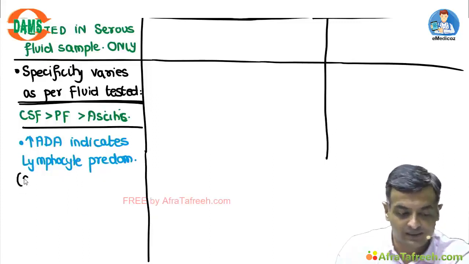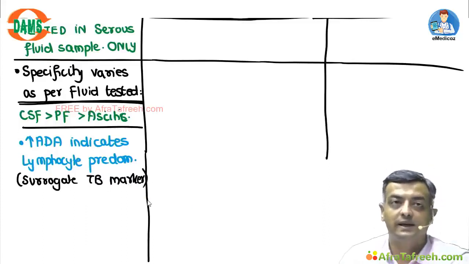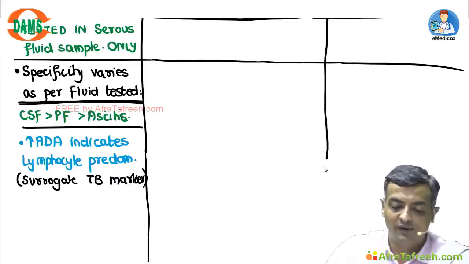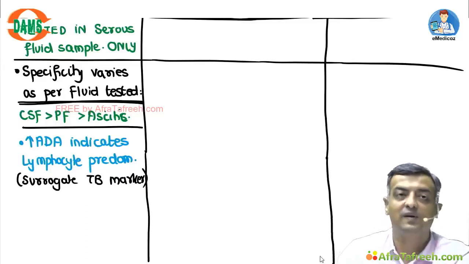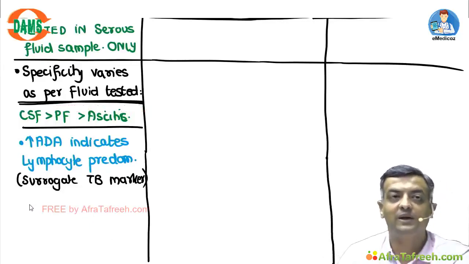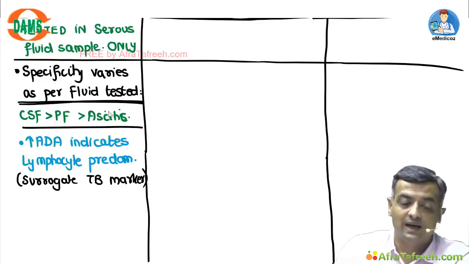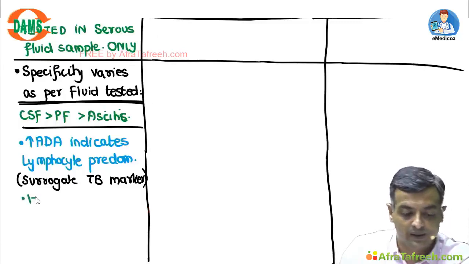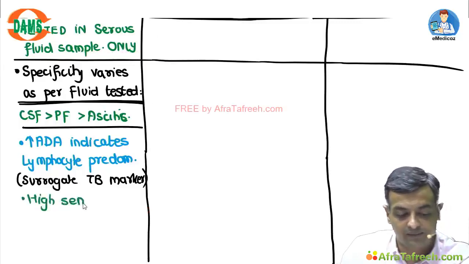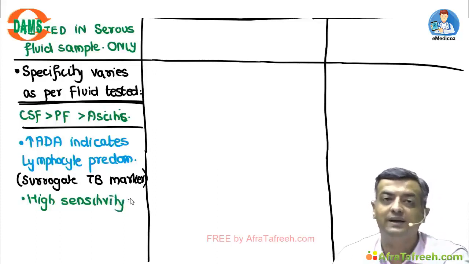That means what? It is a surrogate TB marker. It directly does not tell you that it is tuberculosis. ADA, lymphocyte predominance, is a surrogate marker of tuberculosis. But it is highly sensitive. So sensitivity of ADA is very good, and as already written, specificity depends on the fluid tested.